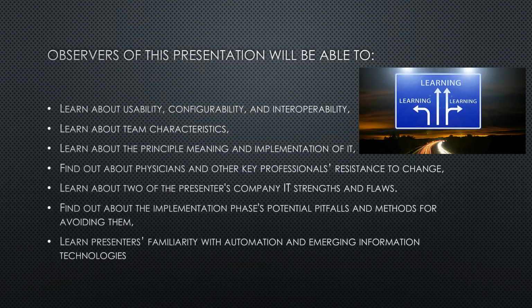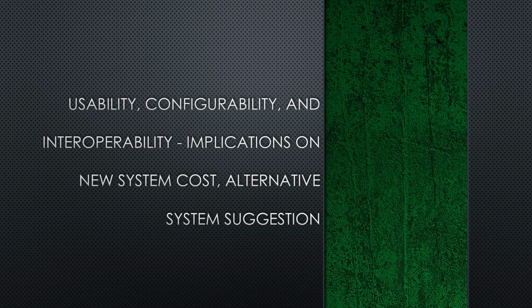Learn about two of the presenters' companies, its strengths and flaws. Find out about the implementation phase's potential pitfalls and methods for avoiding them. Learn presenters' familiarity with automation and emerging information technologies. Usability, configurability, and interoperability, implications on new system cost, alternative system suggestion.